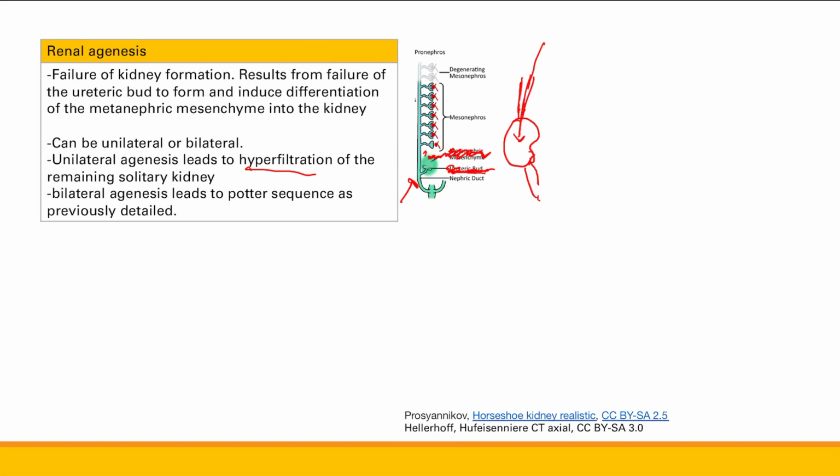But this hyperfiltration can eventually cause hypertrophy because it's working extra hard, and then eventually long-term injury. But again, it's a very, very long-term process. Finally, if you're missing both kidneys, then you're in trouble, and you have Potter sequence because you're not producing any urine. And eventually, if you don't figure out a way to filter the blood and things, you're going to be in trouble if you have bilateral renal agenesis.